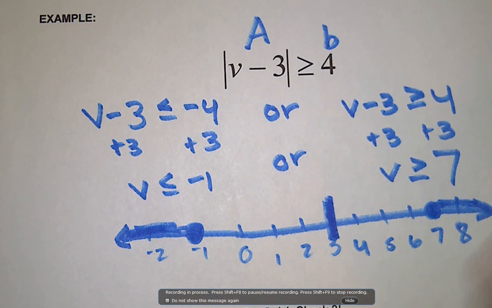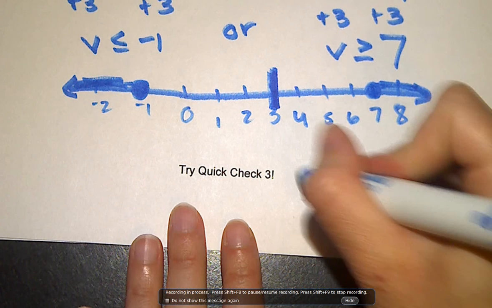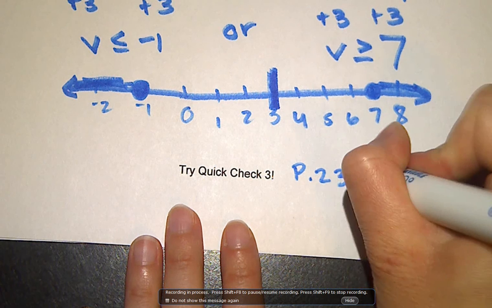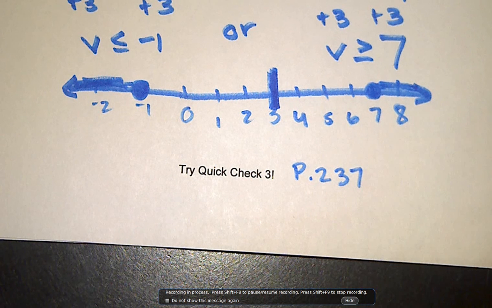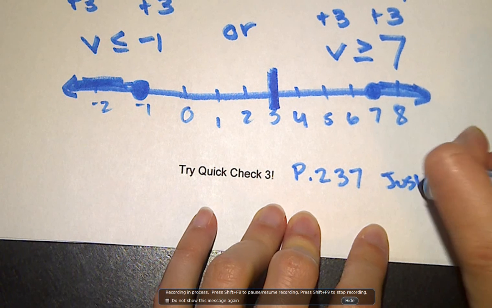So I would like you to try quick check 3 now, which is on page 237. Go ahead and do just A. So hit pause and then come back when you're ready.